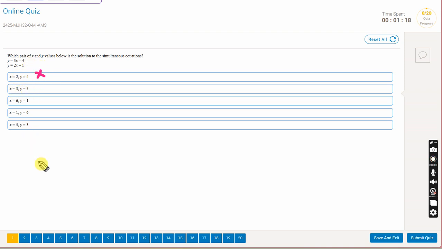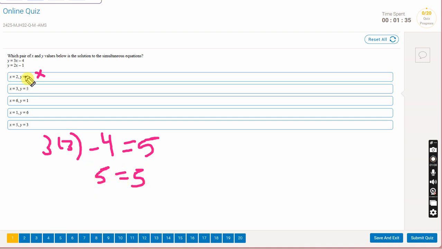The next one, x equals 3, y equals 5. So what is x? x is 3 times 3 minus 4 equals 5, right? So that's 3 times 3, 9. 9 minus 4 is 5. So 5 and 5 on this side. So we have it for the first one. Let's check for the second one. y is 5. 2 times 3 is 6. 6 minus 1 is 5. So that is the answer.